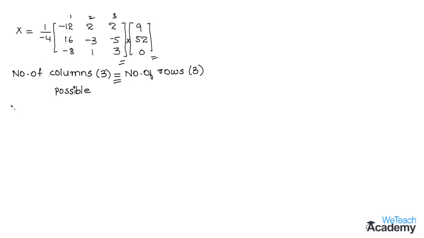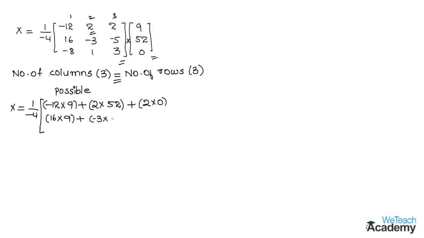So that implies we get here X equal to 1 by -4 into the matrix multiplication of first row with the first column. We get -12 into 9 plus 2 into 52 plus 2 into 0. And then multiplying the second row with the column, we get 16 into 9 plus -3 into 52 plus -5 into 0. And similarly in the third row we get -8 into 9 plus 1 into 52 plus 3 into 0.